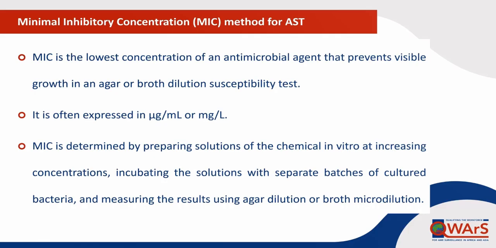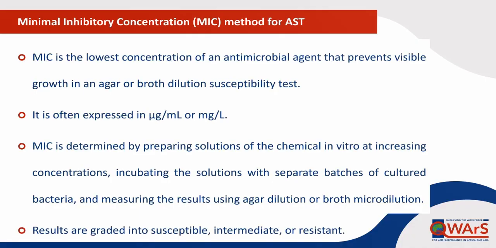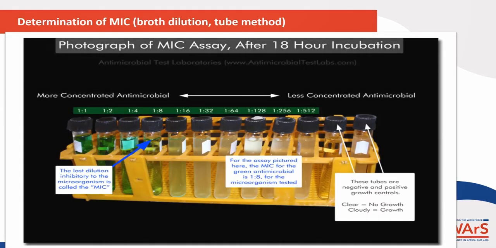MIC is determined by preparing solutions of the chemical in vitro at increasing concentrations, incubating the solutions with separate batches of cultured bacteria, and measuring the results using agar dilution or broth microdilution. Results are graded into susceptible, intermediate, or resistant. MIC may be determined using broth or agar dilution methods.